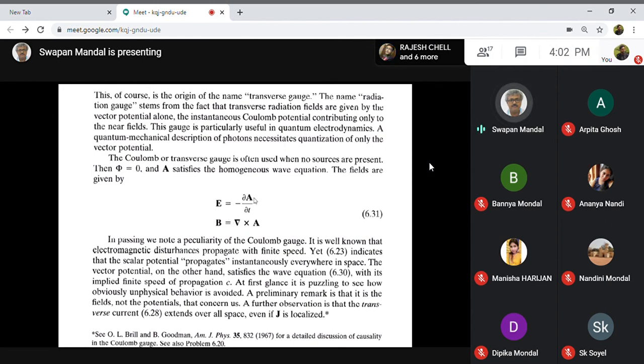So what you learn basically is that under the Coulomb gauge condition, I just want to calculate the vector potential alone. Just by calculating the vector potential A, I can, in principle, calculate E. E is equal to minus del A del t and B equal to curl of A. So B equal to curl of A. This is the same thing.